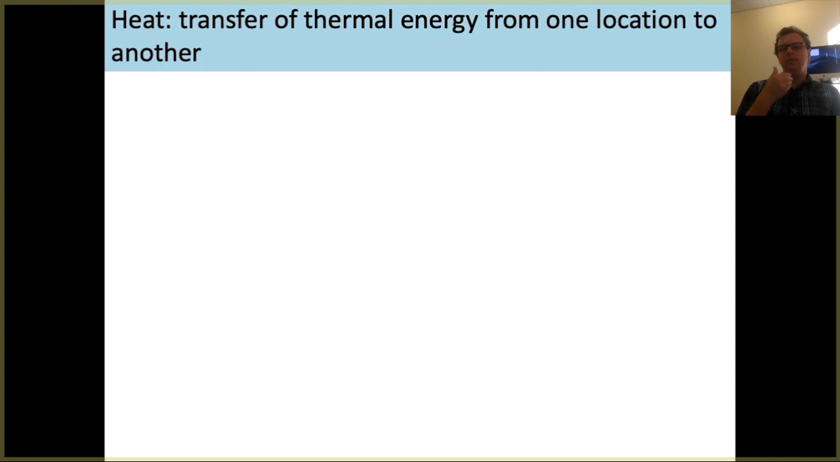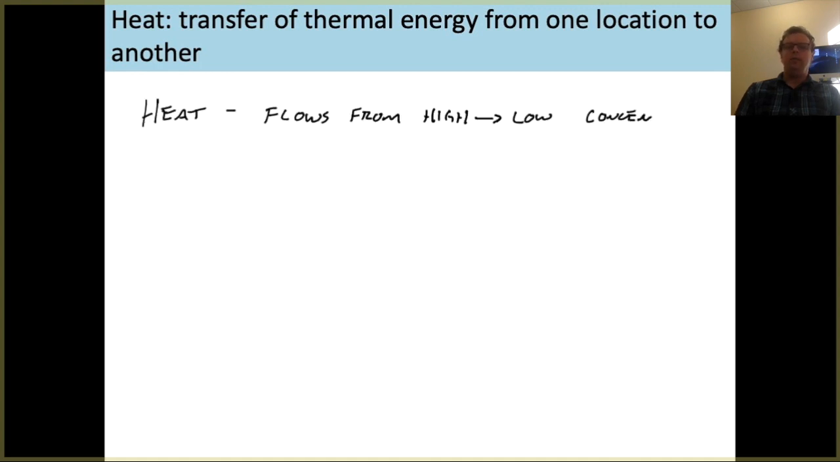Now, a few more concepts that we're going to have to keep track of as we talk about thermodynamics and energy. One of those is the idea of heat. So heat is what we think of as the movement of thermal energy, and it's typically going to move from areas of high to low concentration, or from hot to cold. So heat flows from hot to cold.